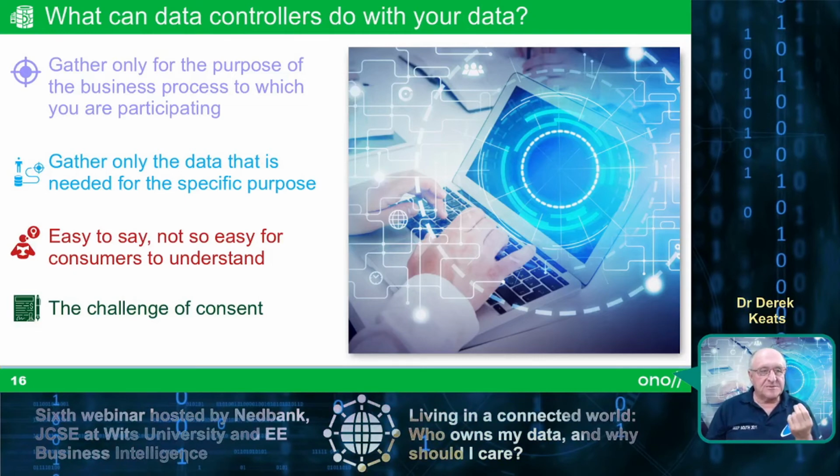So the other aspect of what data controllers can do is they have to get your consent. But the challenge of consent is, what does it mean? So you go on to Facebook and you have two choices. You have to accept their terms and conditions, or you have to not join. You go to a bank and you want to open a bank account, you can accept their terms and conditions, or you can walk out the door.